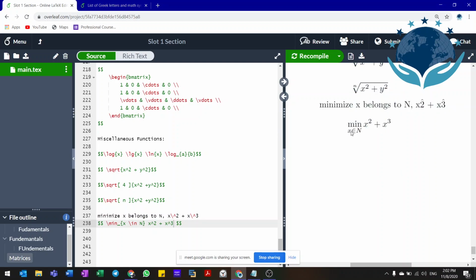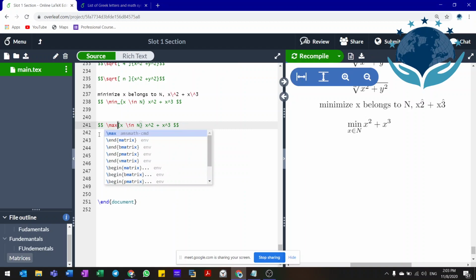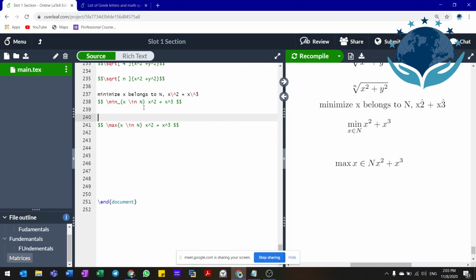So minimizing x which belongs to capital N for the function x squared plus x cube. So this is how the minimum function and minimization problem works. For the maximization problem, very simple. Instead of min, you can use the keyword called max. That's all. Sorry, underscore, I forgot about the underscore. Now here you can see the max of x belongs to N, x squared plus x cube.